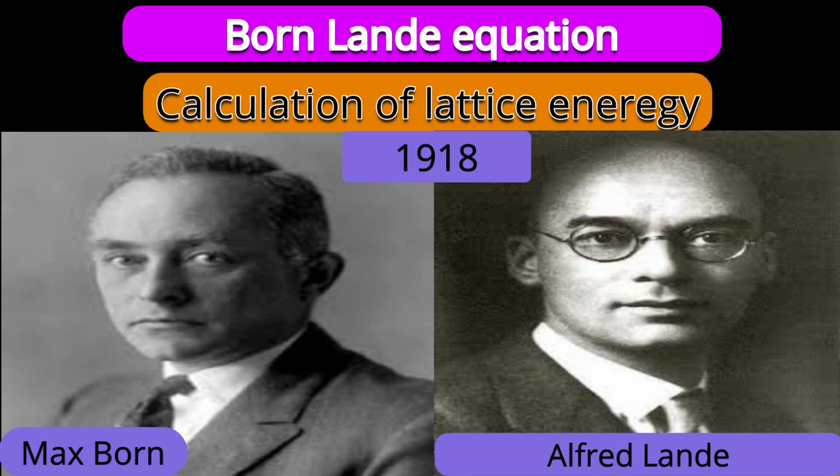In 1918, Max Born and Alfred Lande proposed that lattice energy could be derived from electrostatic potential for attraction and repulsion. For that, they have suggested a formula. This lattice energy includes attractive forces as well as repulsive forces. Before finding that actual formula, let me inform you of the basics.